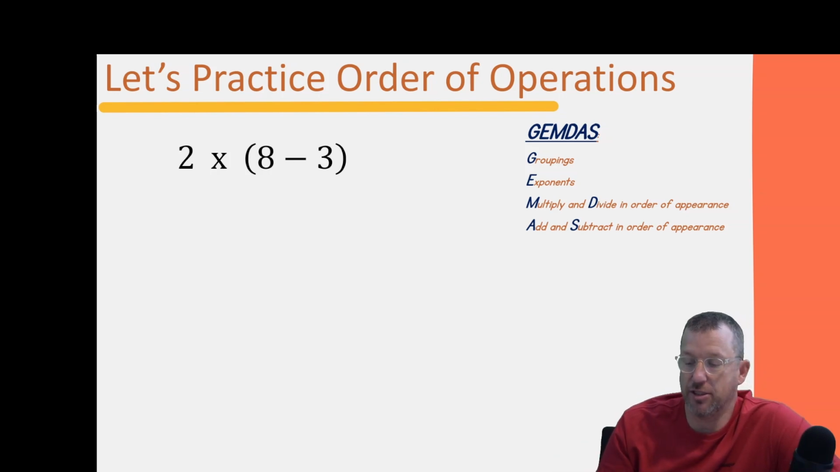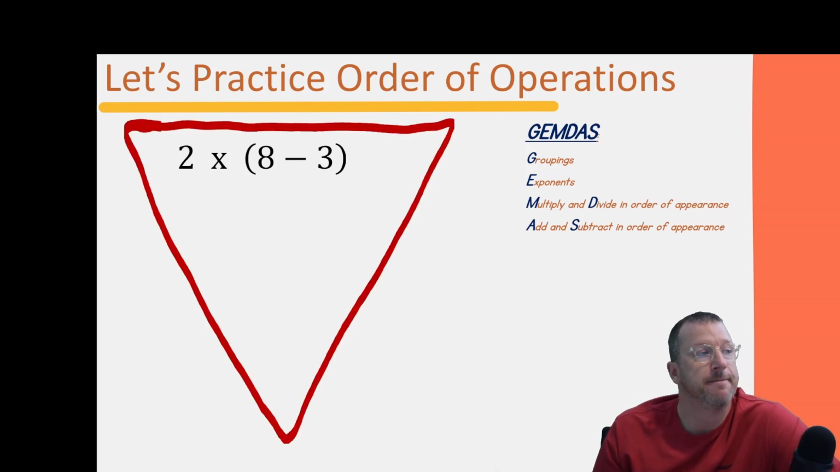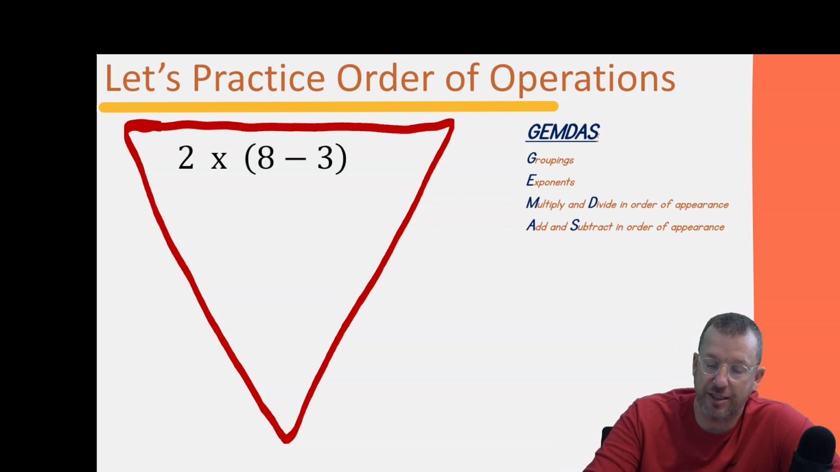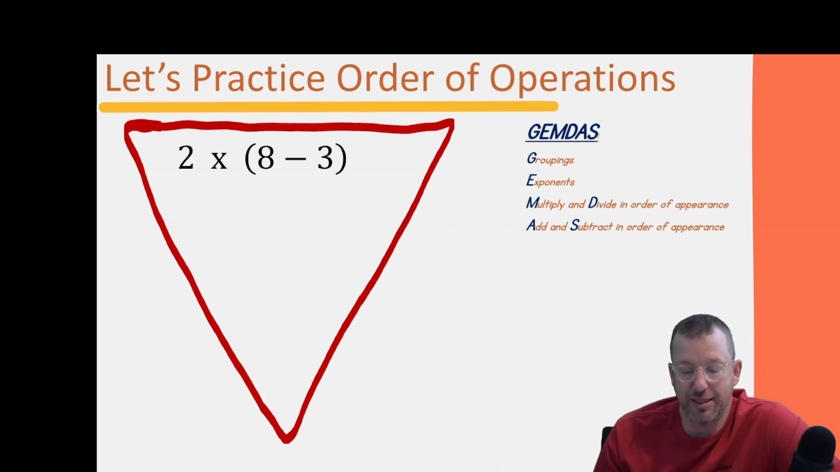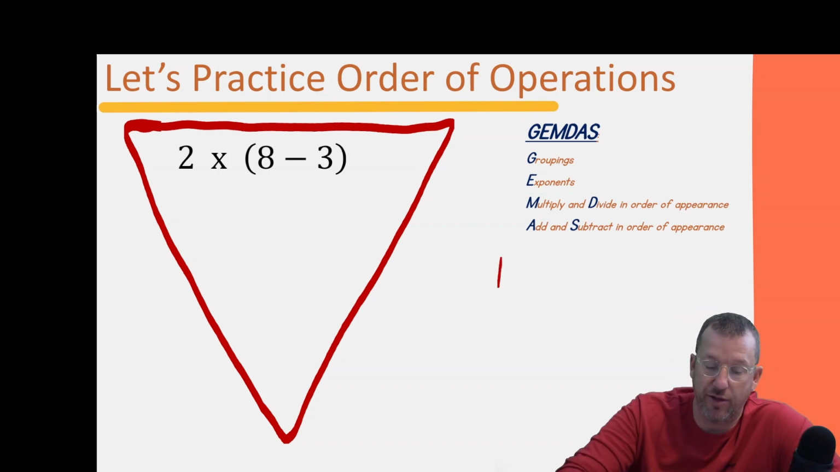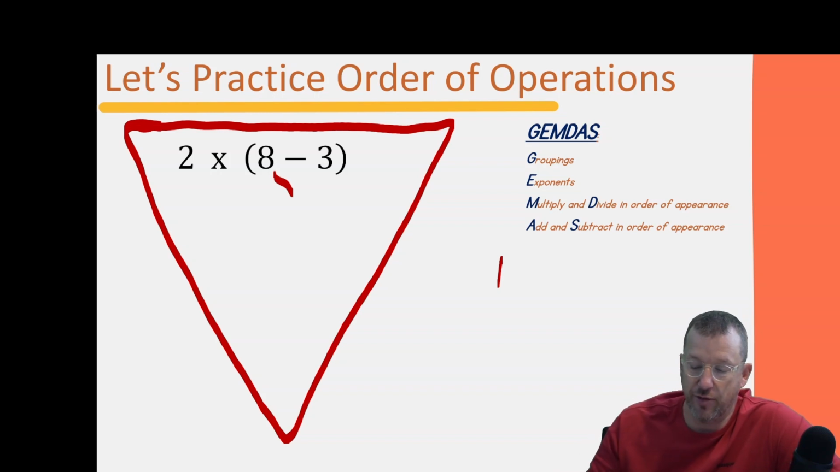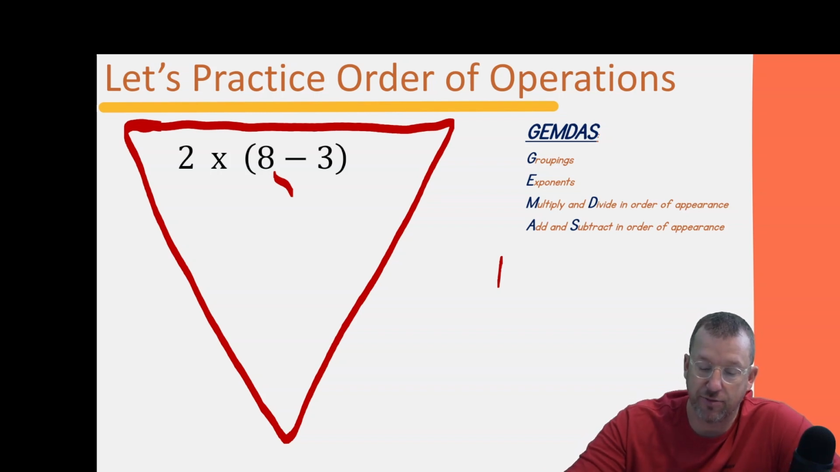I want you to think about a piece of pizza. We're going to solve this and try to make it get smaller and smaller. Okay? So the first thing we do is groupings, and we see them. What you do on your paper is you draw these two little lines to tell yourself this is what I'm doing first. Okay? I am doing 8 minus 3 first.